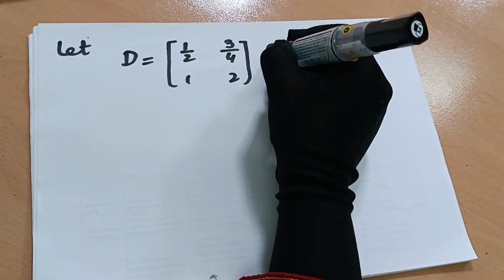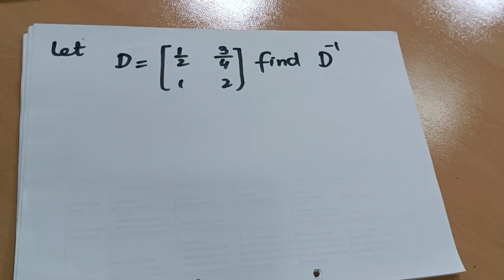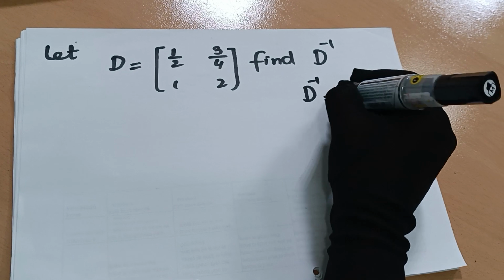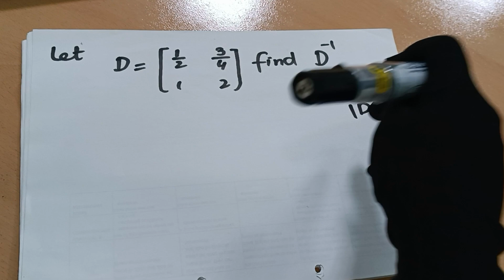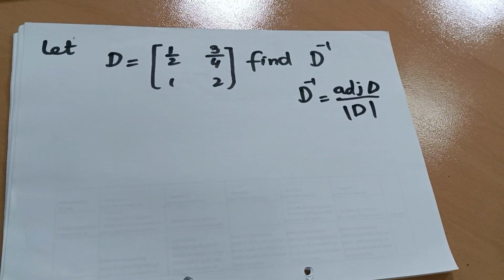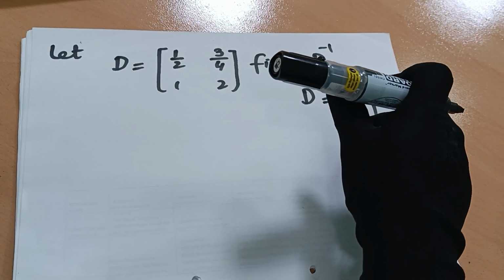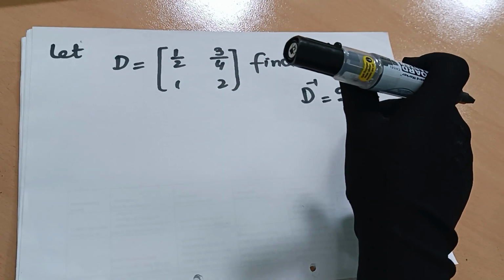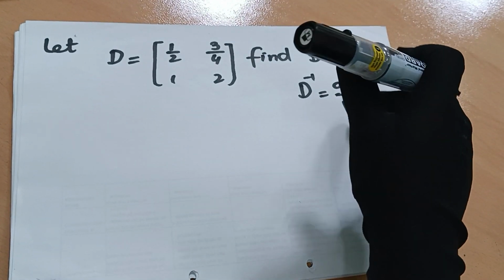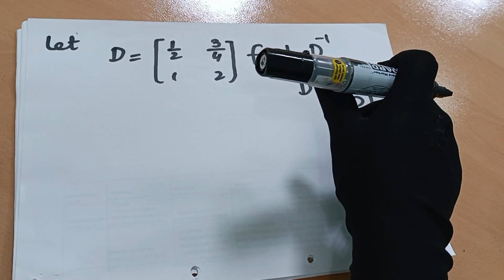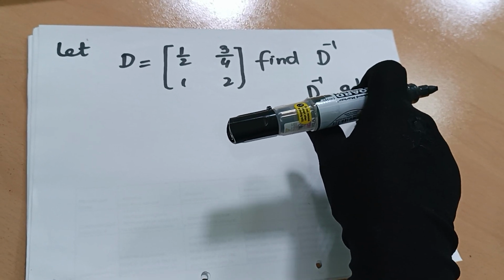So find D inverse. Before finding the D inverse, as you know, D inverse is equal to the adjoint of D divided by the determinant of D. We have to find this one. The most important thing is the determinant of this given matrix, because if the determinant is zero, the denominator will be 0, and when the denominator is 0, the fraction will be infinity. So in that case, the inverse is not possible for that specific matrix.